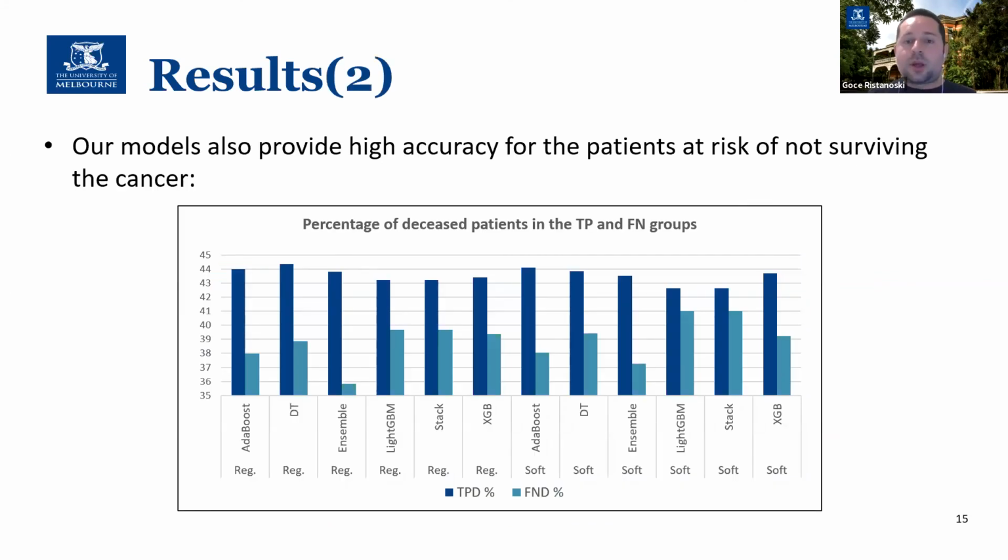Not only that, we are actually able to show that the patients that are high at risk of not surviving the cancers are the ones that are actually classified correctly the most. So all of the models, as well as the combined version of the models into ensemble, place heavy focus on classifying correctly the patients that are high at risk of not surviving the cancer, which is actually quite good because those are the patients that need this early diagnosis the most.